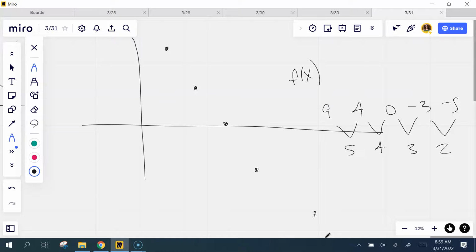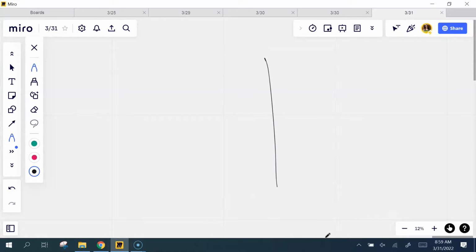Does that make sense or no? Y'all looking at me like, what? The slope isn't getting steeper, though. It's going from this to like this. That's why it's increasing. Let me graph it. Let me graph it more precisely.